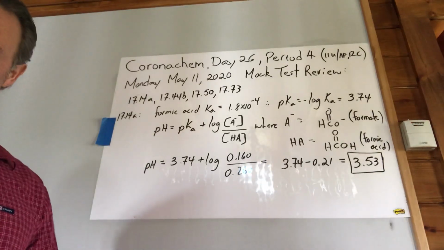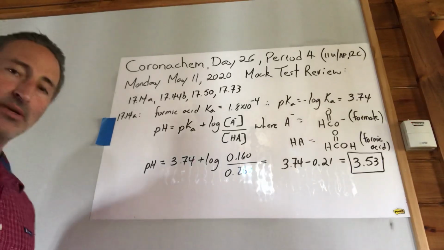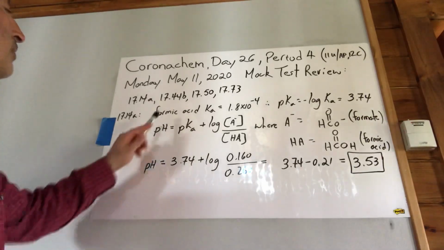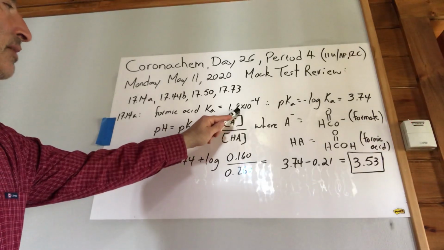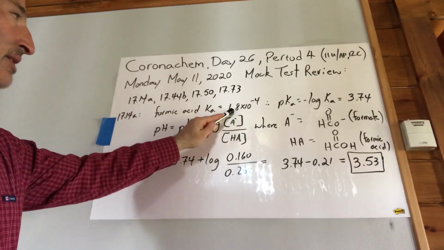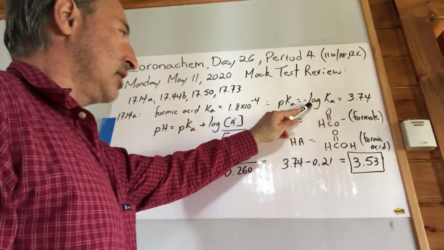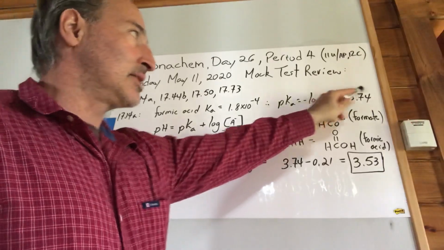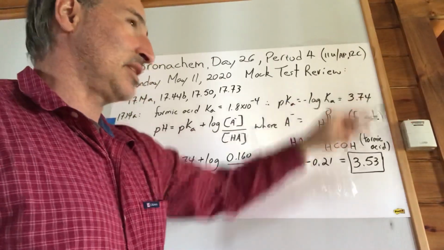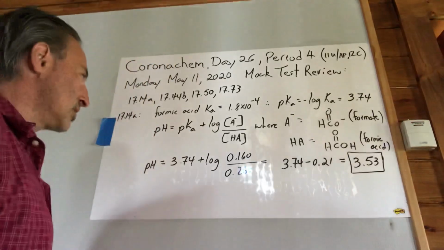So in this case we can use the Henderson-Hasselbalch equation. First I found the Ka value of formic acid in the table at the back of the book. I took the negative log of it to give the pKa, and that is the pH at which half of it is ionized if you put only one of them in solution.